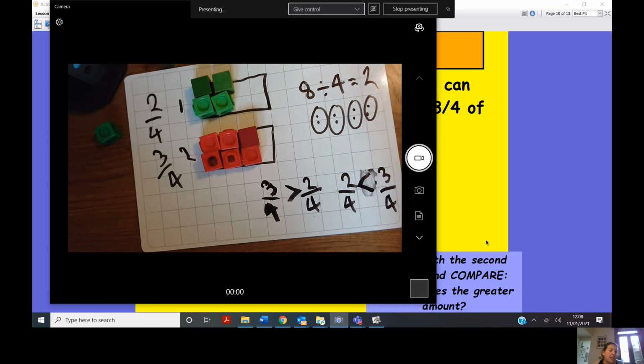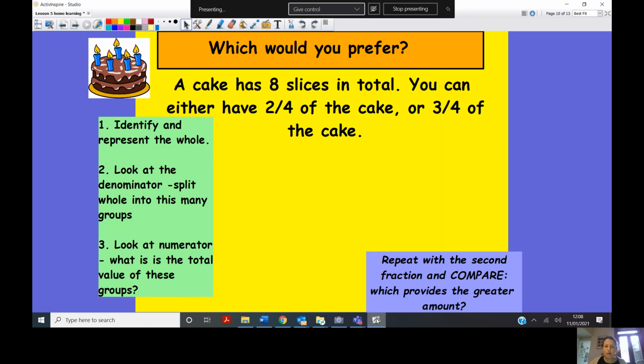Which would you prefer? As I said, it depends if you want more cake or not. I think I'm going to go for 3/4 of the cake. Thank you very much. Right, let's do another one.